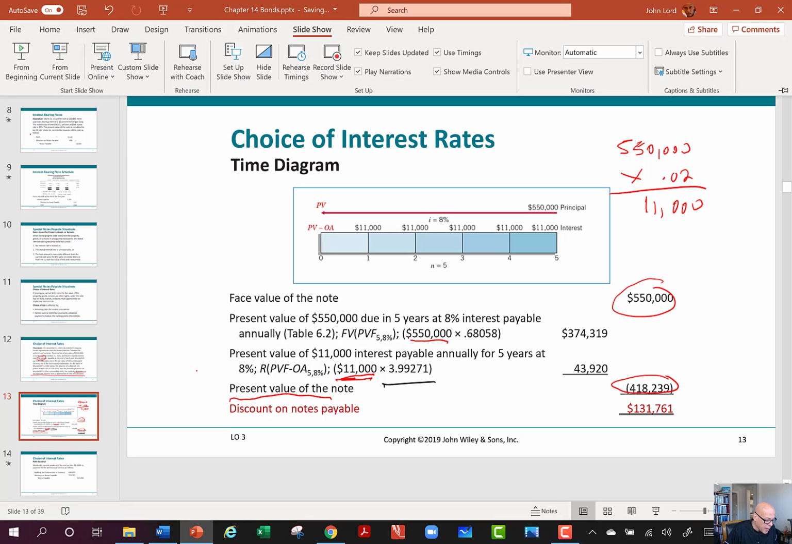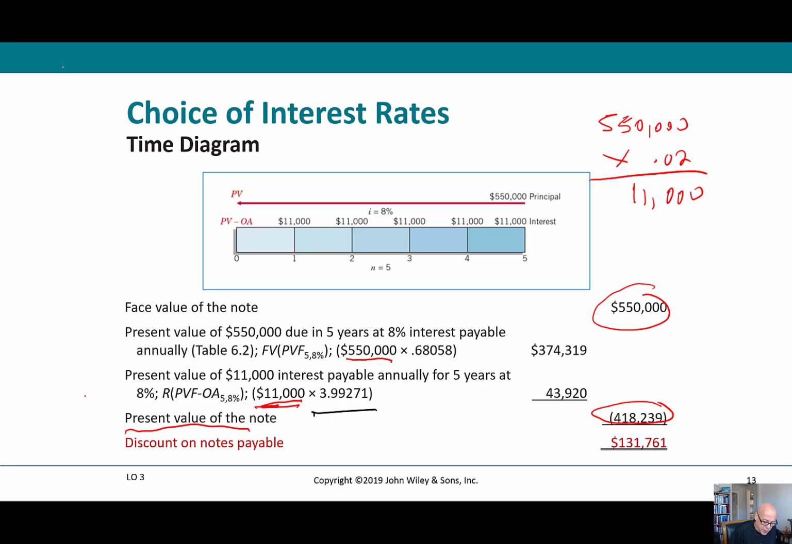Okay, so now I use that number to get the present value of the interest payments. I add those two together, and so the present value of this note, which is going to yield $550,000 when it matures, and $11,000 a year interest payment, at the interest rate that they gave us in this problem, 8% on this one, is $418,239. The difference between the face and the present value is, as we've said a couple times now, the discount.